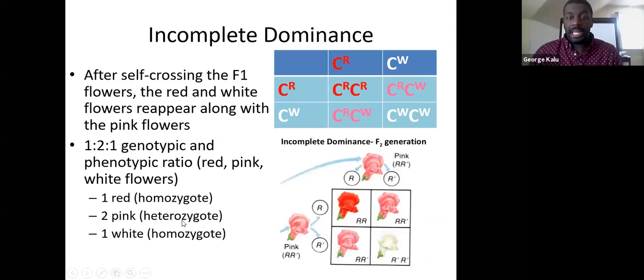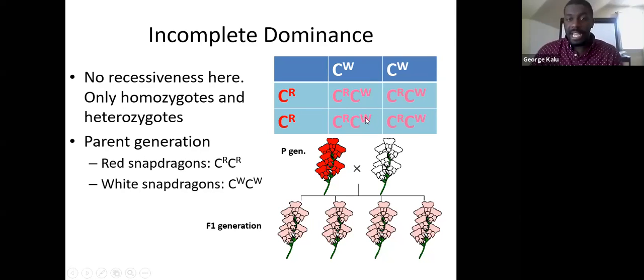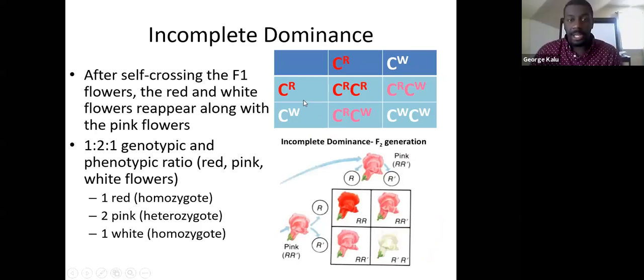Now, if we were to take the F1 generation, all of our pink offspring here, and we allow two of these guys to mate with one another, two pink offspring, then we're going to see that the red and the white begin to reappear in the next generation.